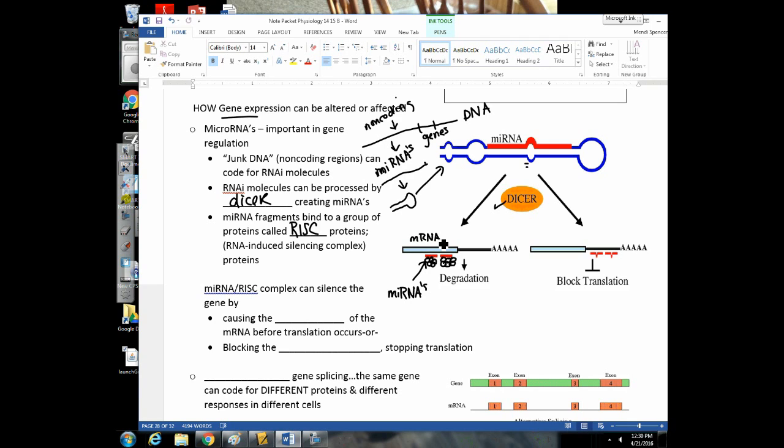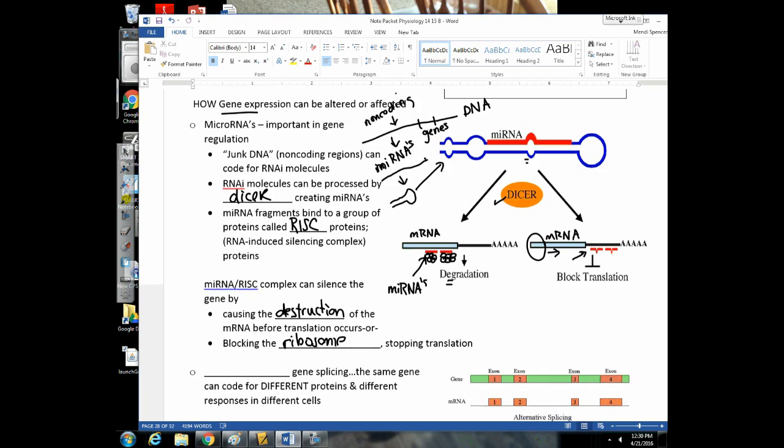When these microRNAs bind to messenger RNA, it can do a couple different things. It can cause the destruction of those messenger RNAs, so they're not able to be translated, and you can see that right here. Or it can block the ribosome. Here we have a microRNA RISC complex, and it's bound here to this different mRNA. And when ribosomes are attempting to translate this mRNA to build a protein, they're not able to complete that protein. So we say that the gene is not being expressed, or the gene has been shut off.